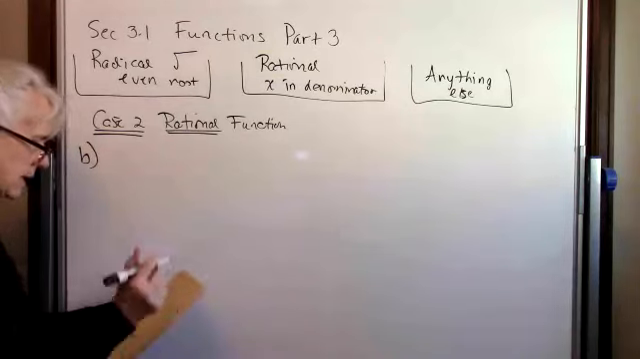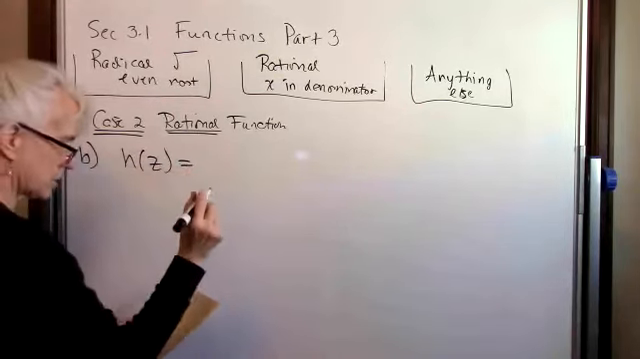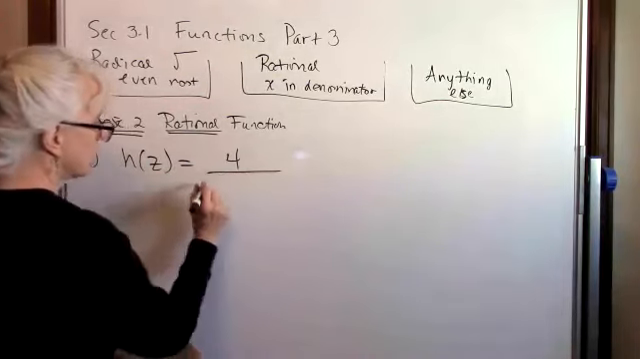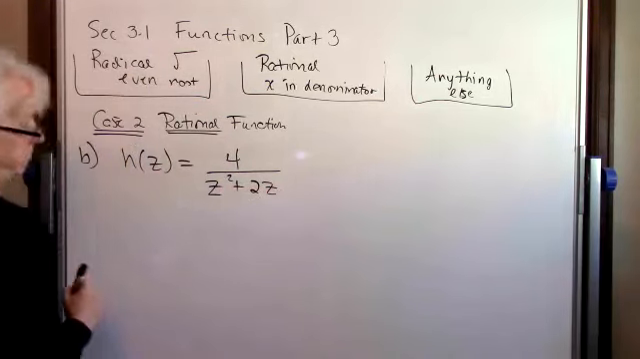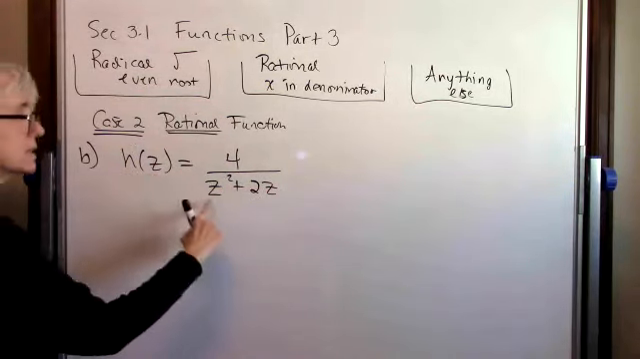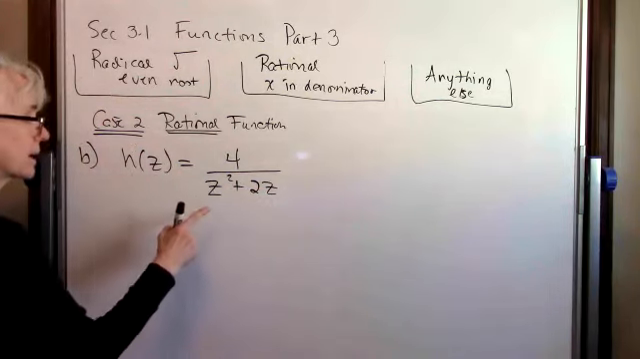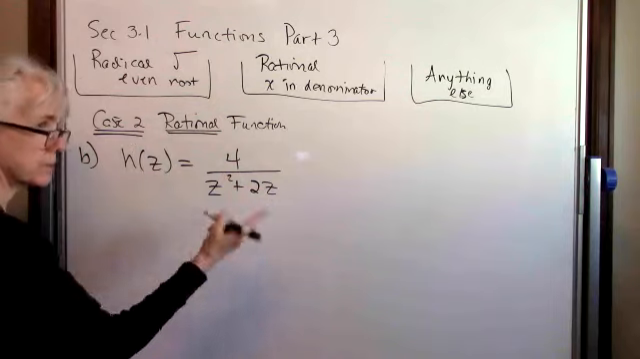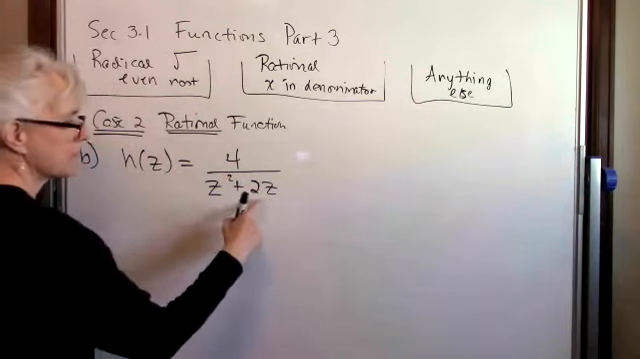Part B states h of z is equal to 4 all over z squared plus 2z. So we recognize that this time the function is being written in terms of z, and z is the only variable we see on the right-hand side. And we're going to recognize that we've got a fraction. Z is on the bottom. We can't divide by 0. So we need to know what numbers would make this denominator 0.